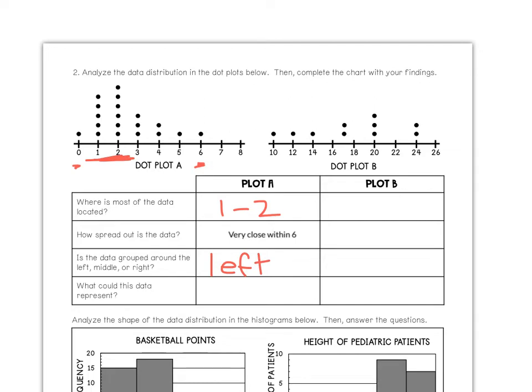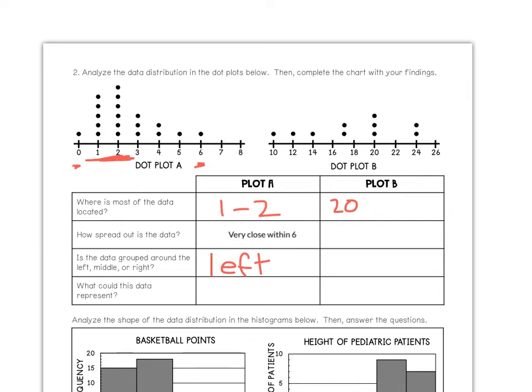Let's take a look at dot plot B. Where is most of the data located? Well, this one's not as clustered together. This one had a little bit here and a little bit there. So I guess we would say, where is most of the data? I would say on number 20. But it really is spread out. It's not clustered together.